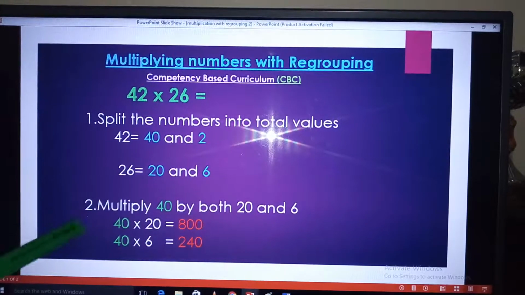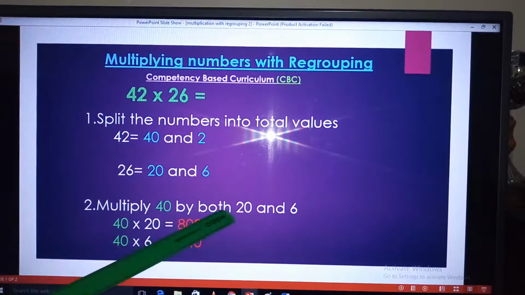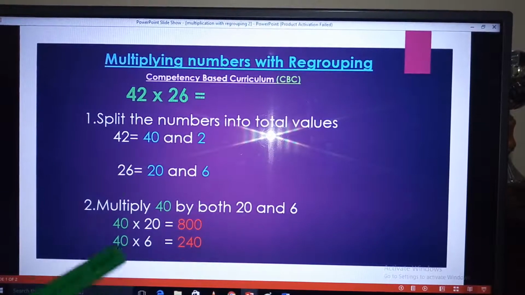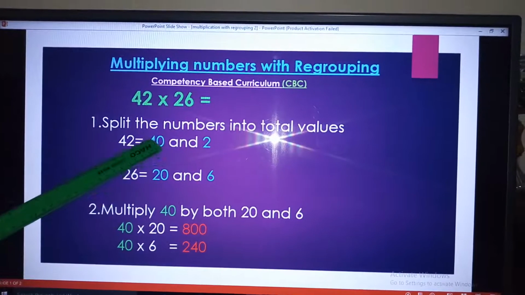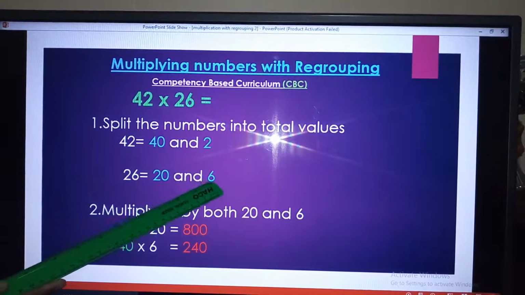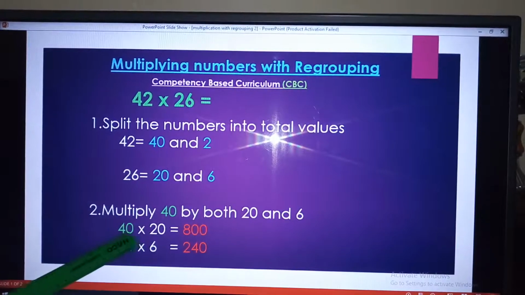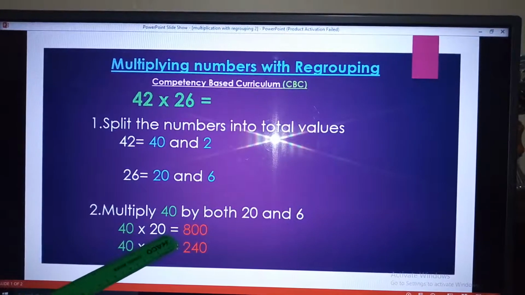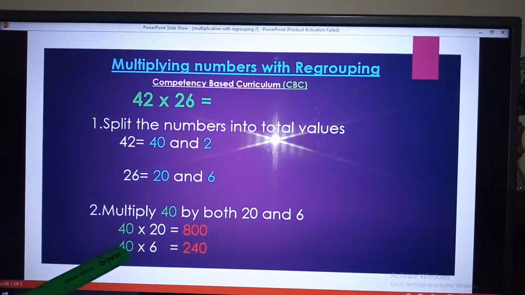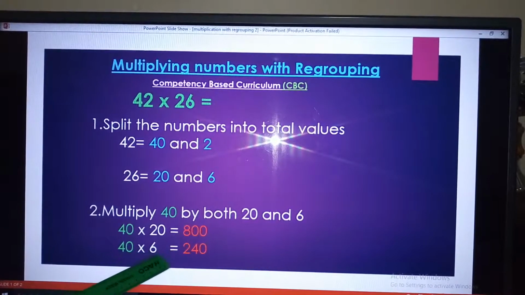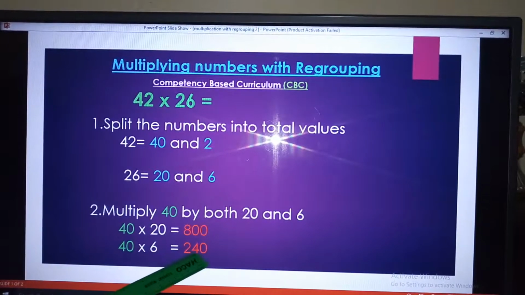The second step, multiply 40 by both 20 and 6. What do I mean? 40 will multiply 20. And the same 40 again, we multiply 6 as shown here. 40 multiplied by 20 gives us 800. And again, 40 multiplied by 6 gives us 240.